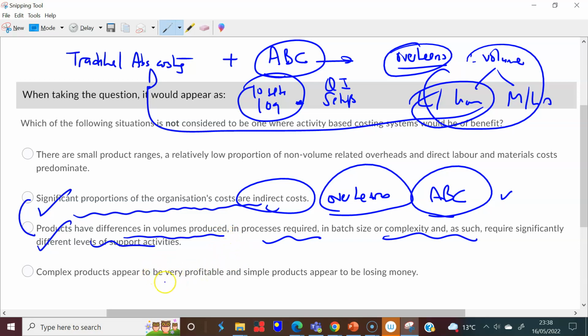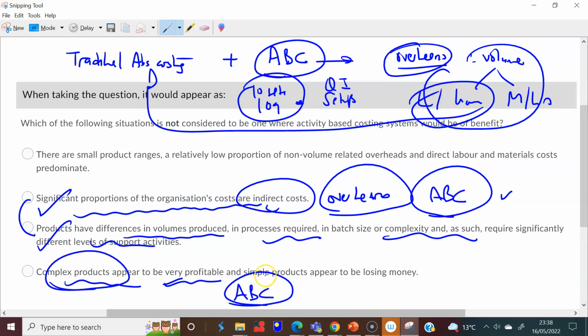So here again, you have complex products that again appear to be very profitable. So we want to get the overheads right. We want to get the overheads right. And the idea of having complex products really drives the need for ABC.